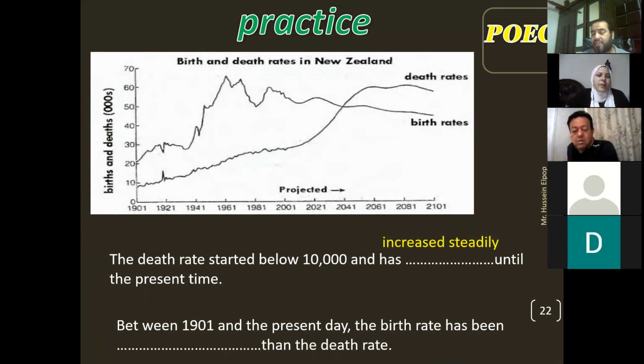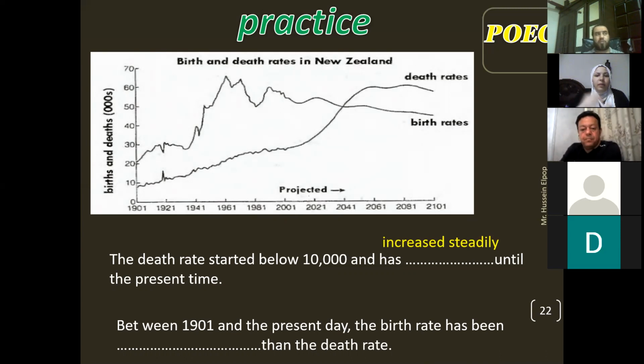Increased steadily. Steadily. Okay. It is moving in the same scale. On the same scale. Yes. Constant. It increased like by 10% every year or something. So this is increased steadily.